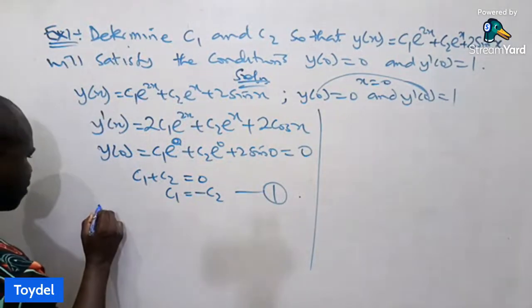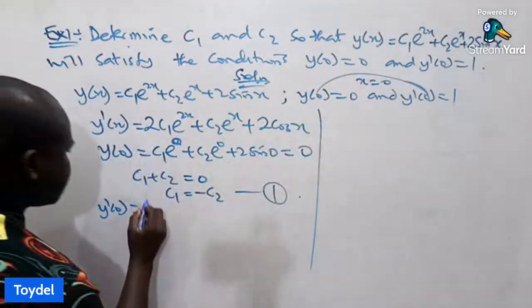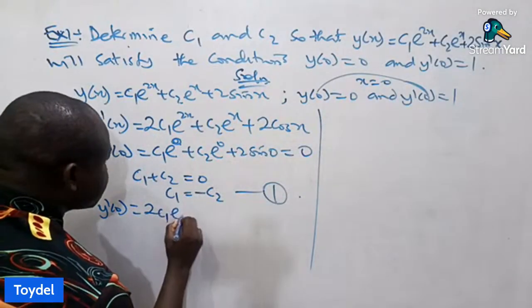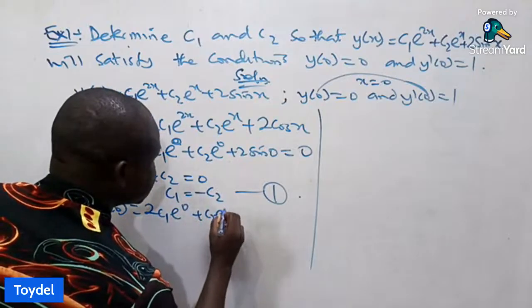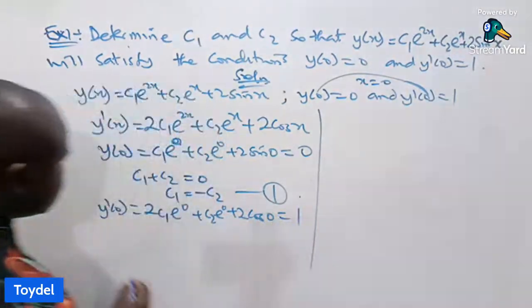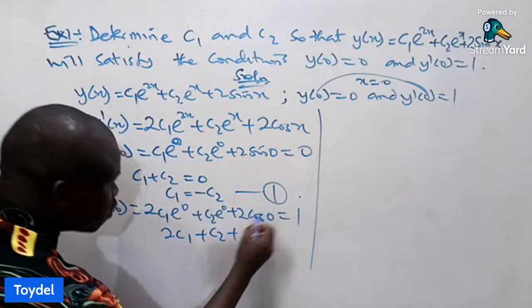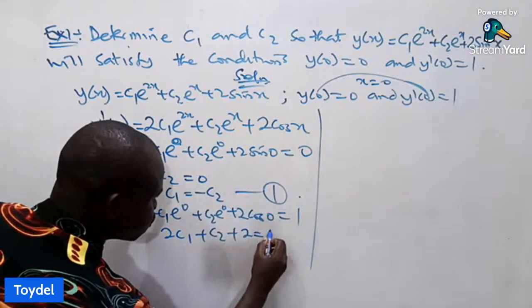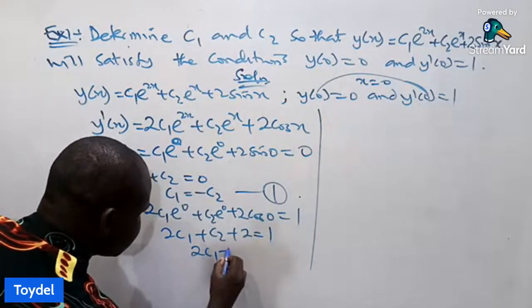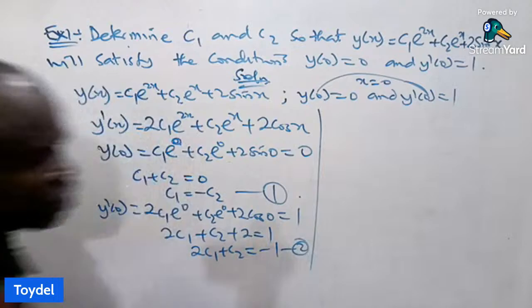Then we go to y prime of 0. Y prime of 0 is equal to 1. So y prime of 0, we have 2C1 exponential 0 plus C2 exponential 0 plus 2 cos 0 is equal to 1. So here we have 2C1 plus C2 plus, cos 0 is 1, so plus 2, is equal to 1. So here we have 2C1 plus C2 to be equal to 1 minus 2, which is minus 1, equation 2. That's what we are going to get.